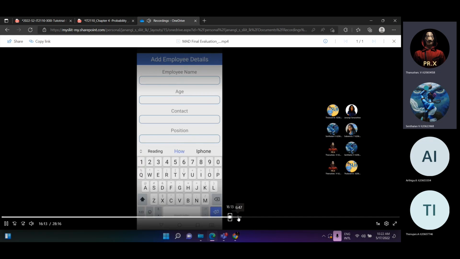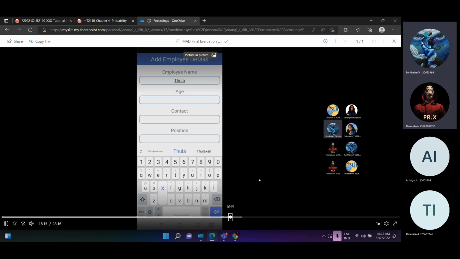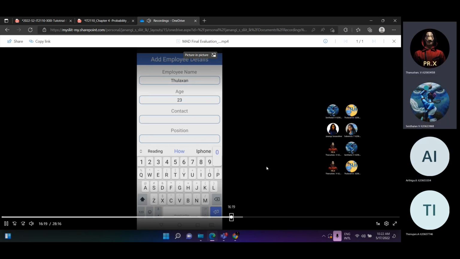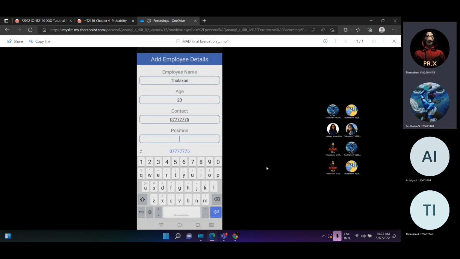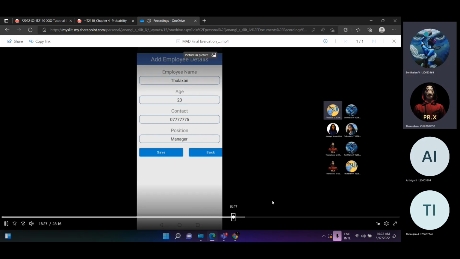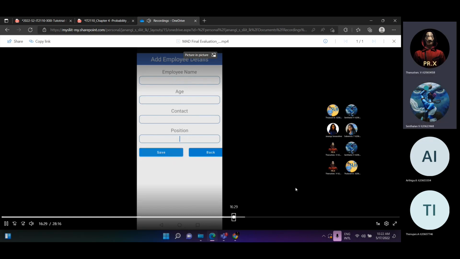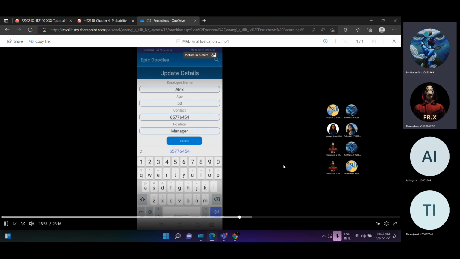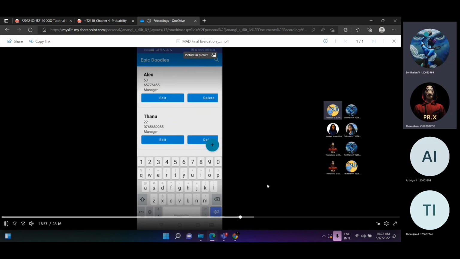Employee name, age, number, person manager. After that, click the save button. Data inserted successfully. Successfully updated. Here it is also a toast message.